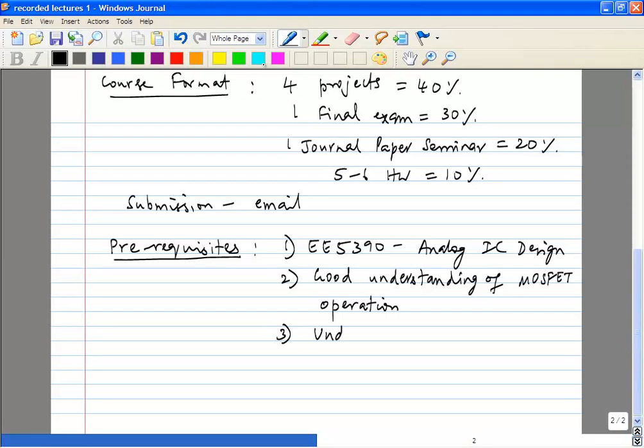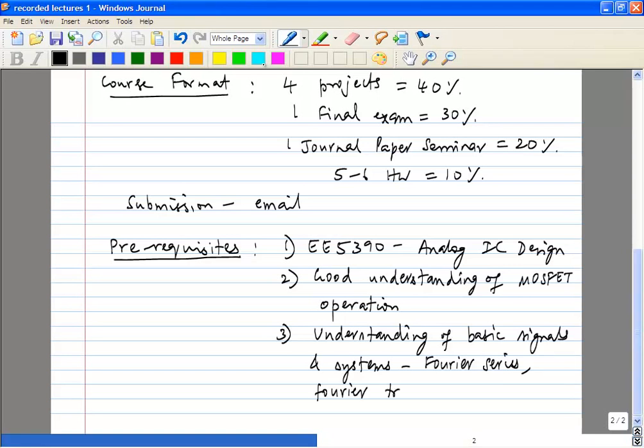You should also have an understanding of basic signals and systems, so what I mean is you should be comfortable with Fourier series, Fourier transforms, etc., and you should be comfortable with thinking in the frequency domain. And obviously the time domain too.